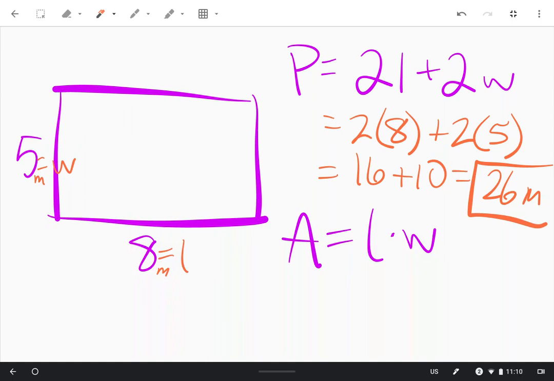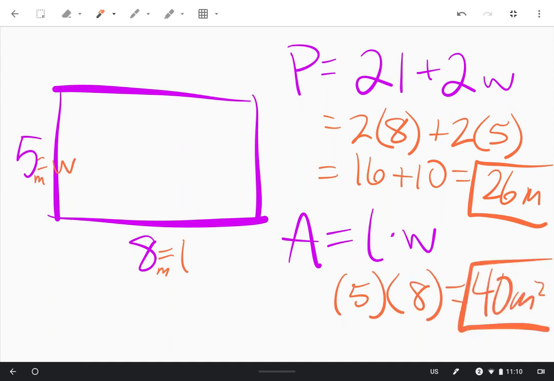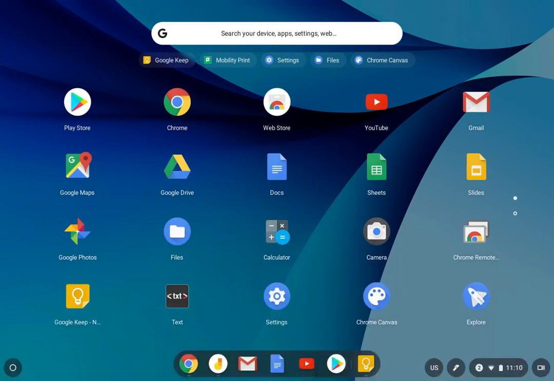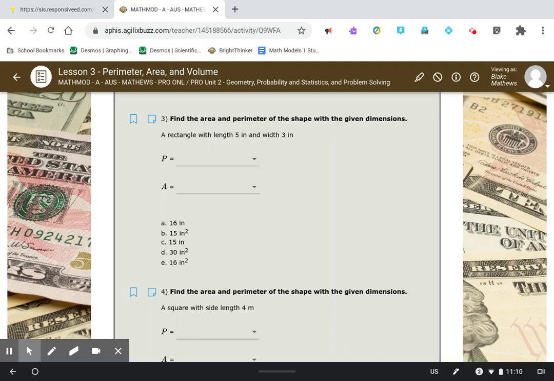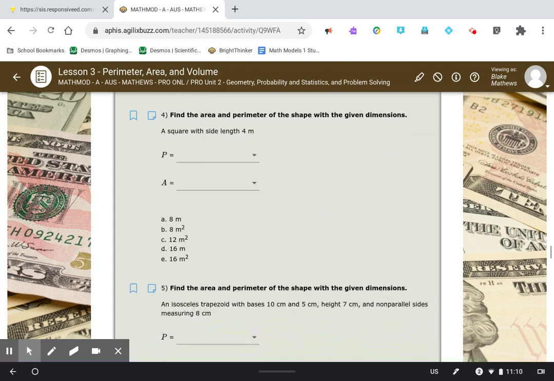The area formula is just multiplying those two numbers. So we do 5 times 8 equals 40 meters squared, and that's the answer for area. Like I said, rectangles, very straightforward. I will be providing you with a formula sheet that has all these formulas for you, so they'll all be in one place. Next one is a square.